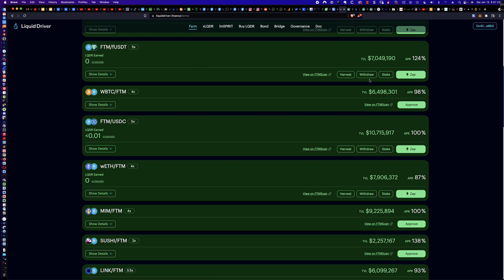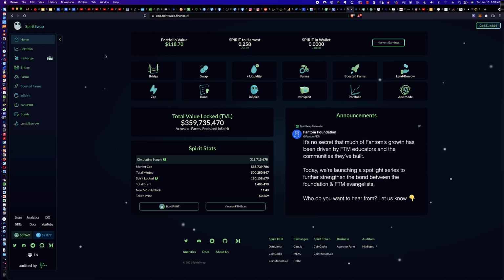You withdraw the liquidity pair from the pool here on Liquid Driver, but then you don't, because you still have LP tokens. And that's really the question: where are those LP tokens? What happened to them? Well, that's the tricky part here. To see that, you'd have to come over to SpiritSwap. Remember, this is linking back to what I was just talking about, the fact that these are listed as SpiritSwap farms, or a SpiritSwap farm and the different pools that you can get into.